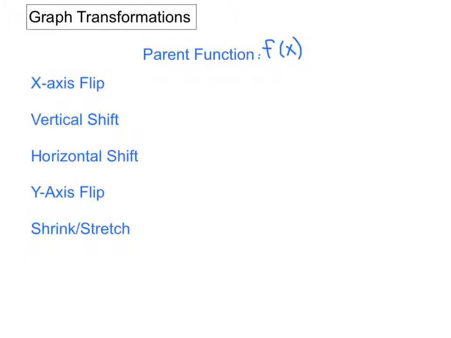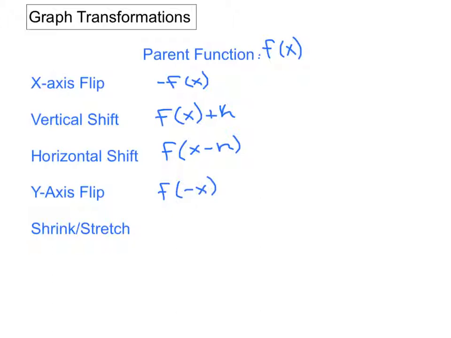We have an x-axis flip, where if we have our parent function f of x, an x-axis flip is going to be a negative being multiplied to the outside of that function. A vertical shift is when we have a number being added or subtracted outside of the parent function. Horizontal shift is when we have a number being added or subtracted inside the function. Y-axis flip is when we have a negative being multiplied on the inside. And a shrink or stretch is when we have a number being multiplied on the outside of f of x.